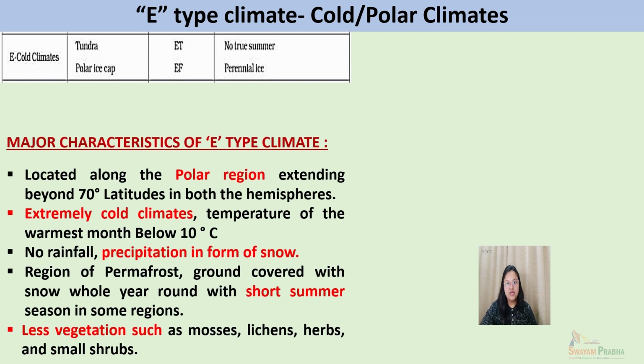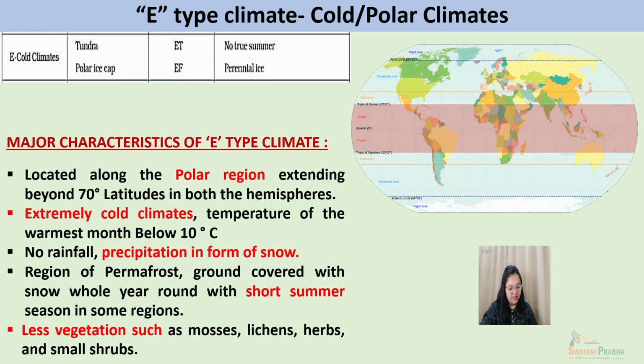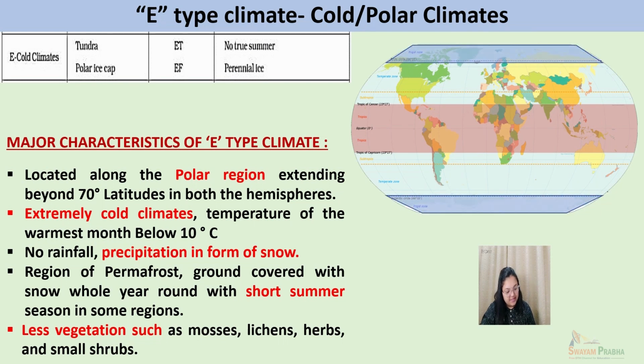Let's look into the major characteristics of E type of climate. These areas are located along the polar regions extending beyond the 70-degree latitudes in both the hemispheres. And these areas are extremely cold climates with temperature of the warmest month also below 10 degrees Celsius. So even the temperature of the warmest month is below 10 degrees Celsius with no rainfall, and whatever precipitation is experienced is mostly in the form of snow.